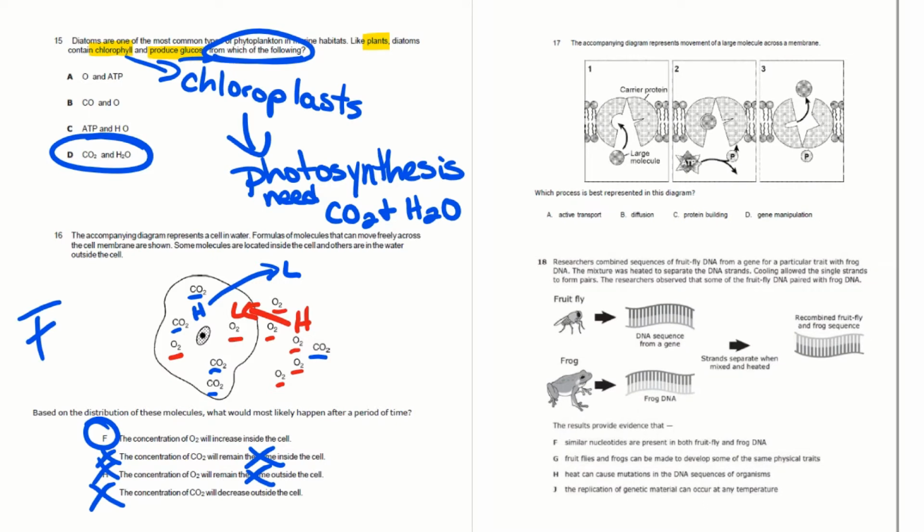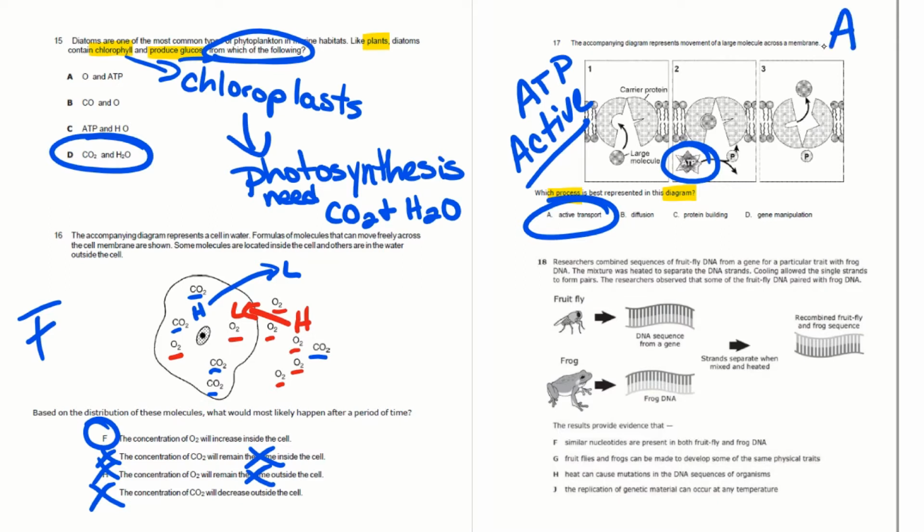Number 17. The accompanying diagram represents movement of a large molecule across a membrane. Which process is best represented by this diagram? Well, they are asking for what process is represented by the diagram, but before we even look at the answer choices, take a close look at the actual diagram here. And what stands out is that ATP. And automatically you should think of, if you're talking about the transport of things and ATP is involved, then you should be thinking of active transport. So our answer would be letter A.